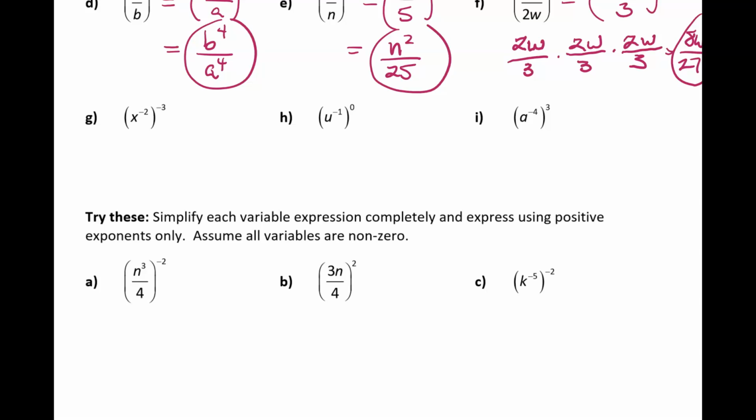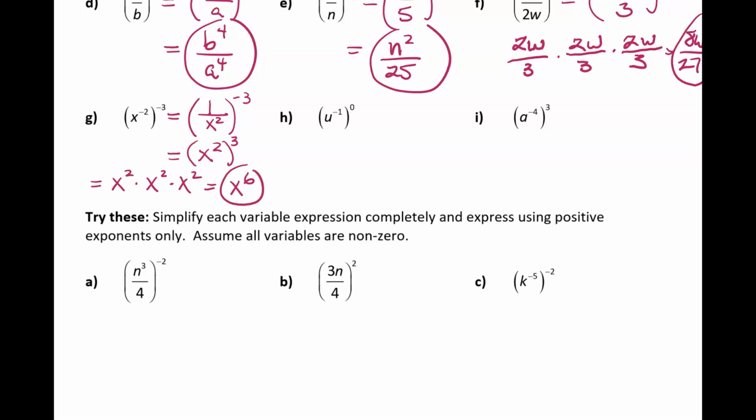All right, and in G, x to the negative 2 raised to the negative 3, I want you to think of this in terms of order of operations. So we're going to take care of the stuff on the inside of the parentheses first. That's 1 over x squared raised to the negative 3rd power. Now remember, when we raise a fraction to the negative 3rd power, that's the same as raising its reciprocal, x squared, to the positive 3rd power. And remember that x squared raised to the 3rd power means x squared times x squared times x squared, which is equal to x to the 6th.